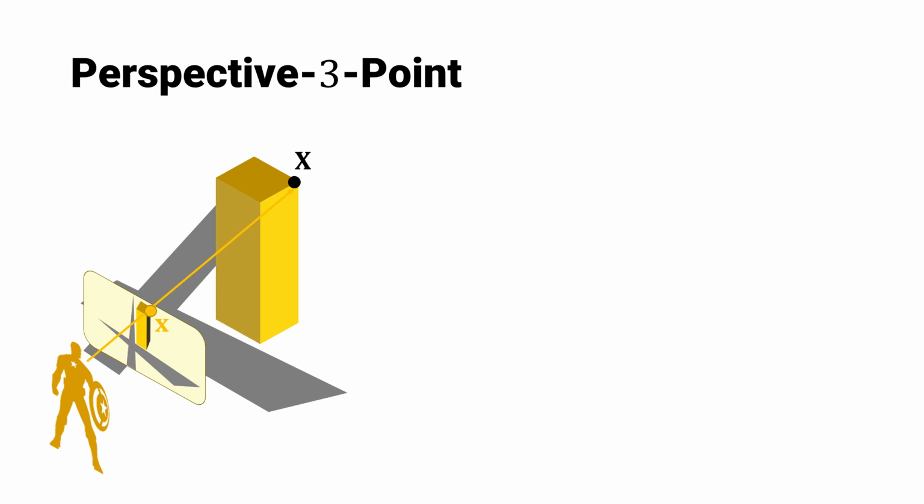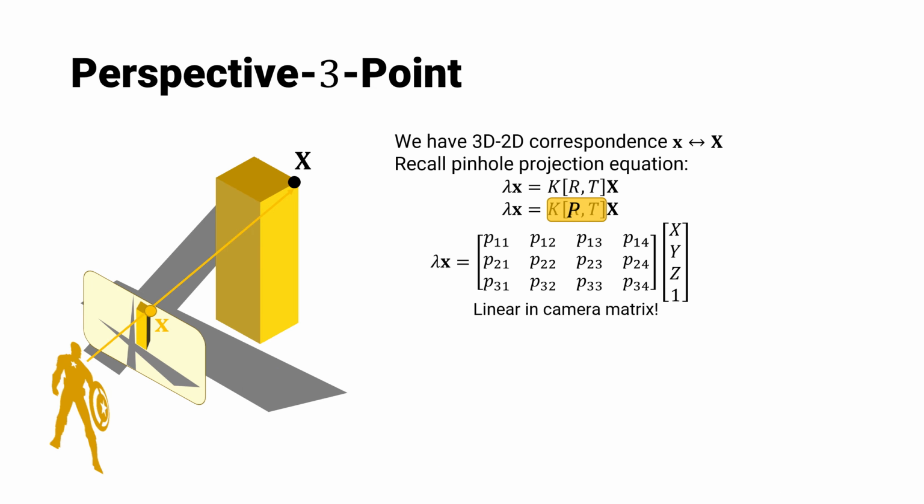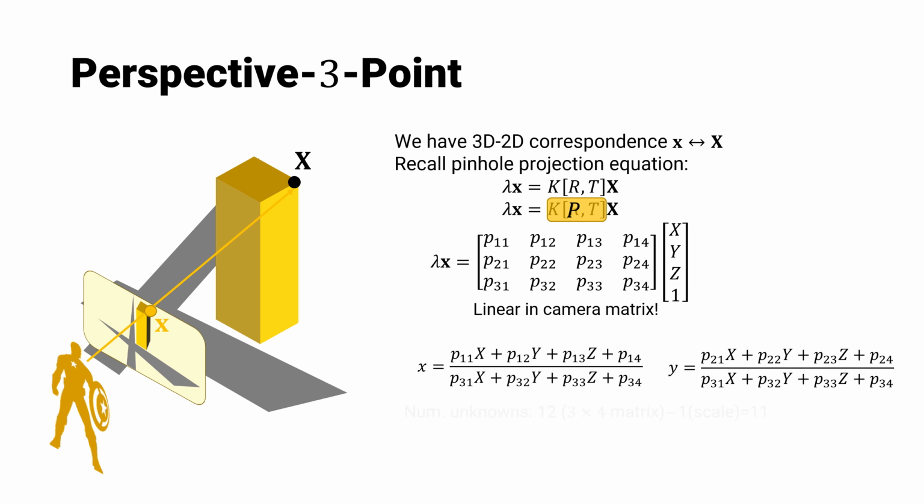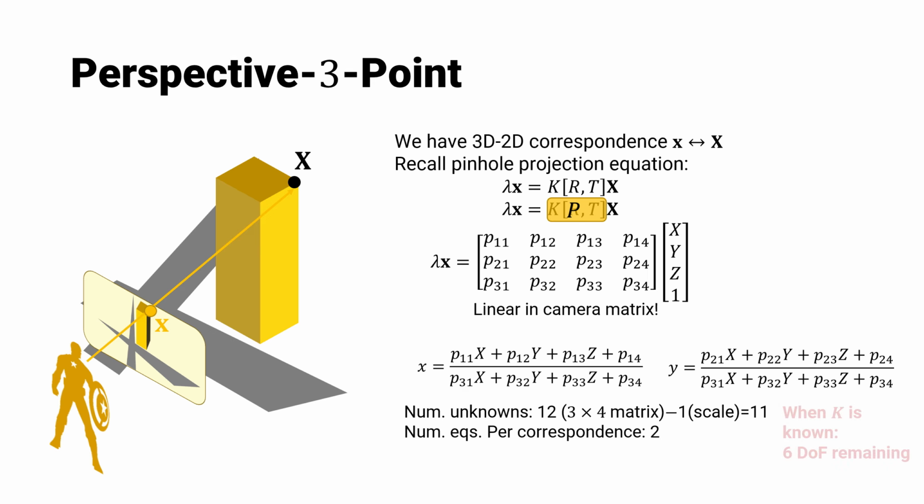So we need a minimum of 3 points to do the Perspective-N-Point algorithm. Remember, this is where we had left off, where we had the projection equation, we multiplied and we had 11 unknowns, and we had 2 correspondences per point. But since we know the camera calibration matrix K, we basically just need to find the remaining 6 degrees of freedom, which correspond to the R and T if you want to think about it that way, right?